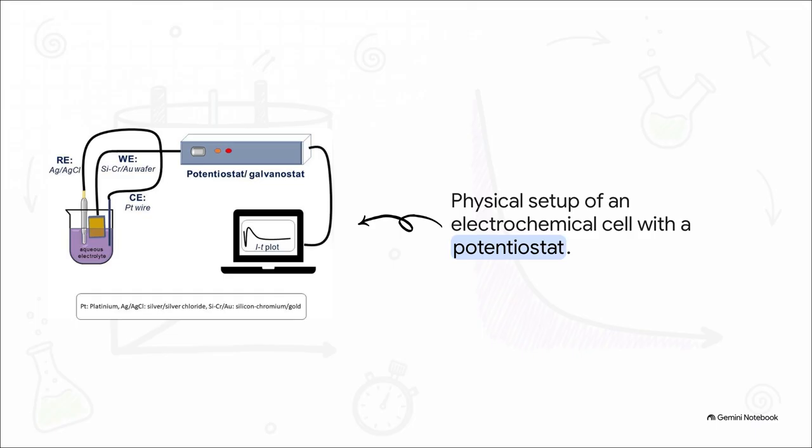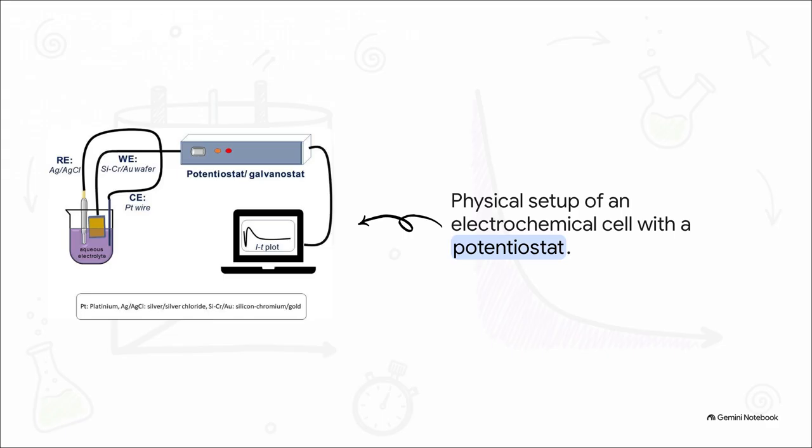Okay, before we dive into any data, let's just break down the word itself. Chrono means time, and amperometry refers to the measurement of electrical current. So quite simply, we're measuring how an electrical current changes over time in response to a sudden change in voltage. And to ground us in reality, there's absolutely no magic here, just a very precise physical setup.